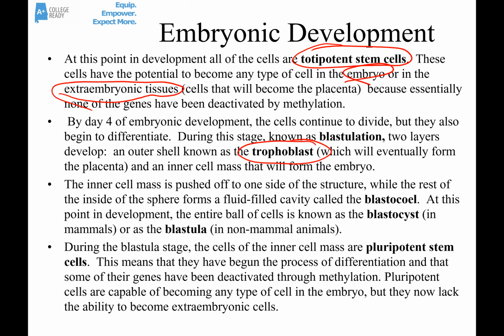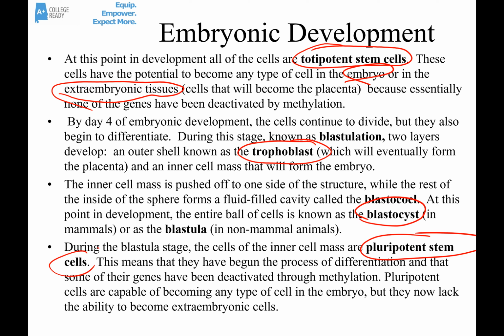The inner cell mass gets pushed off to one side of the structure, while the rest of the inside of the sphere forms a fluid-filled cavity called the blastocoel. At this point in development, the entire ball of cells is called the blastocyst in mammals, or the blastula in non-mammal animals. During this blastula stage, the cells of the inner cell mass are called pluripotent stem cells.